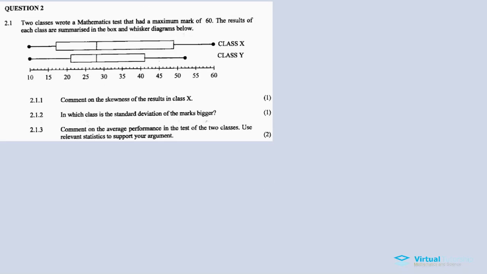Thina sicale nganangu u-2.1, but the two classes wrote a mathematics test that had a maximum mark of 60. The results of each class are summarized in the box and whisker diagrams below. So lana ke sino class X, let's say we class X with class A. Imagine in your school, like kuna 2 yama classes ka grade 11. Kuno class A, kube no class B, right? So in this case, class X ufana no class A, which is your class, and then kube no class Y, which is the class next door, grade 11 mathematics classes, right?